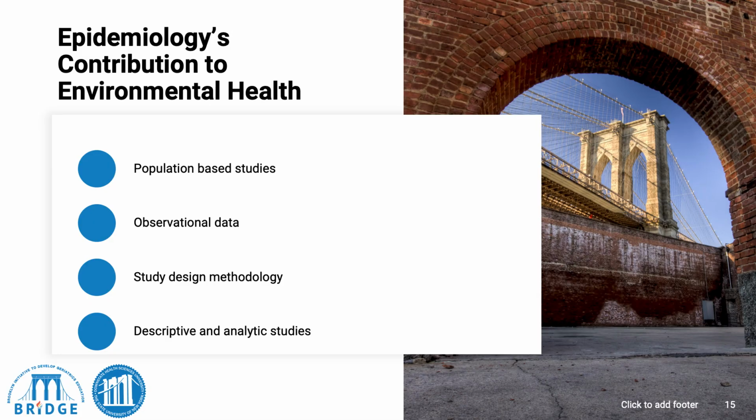Some contributions that epidemiology has had to the study of environmental health: population-based studies. We know that we have good data when we're looking at populations and studying the associations between exposures and outcomes. We know that we're looking at observational data when we're dealing with epidemiological research and methodology. Epi has provided study design methodology to environmental health studies, and it helps with understanding the descriptive and analytic studies that are involved in environmental health.